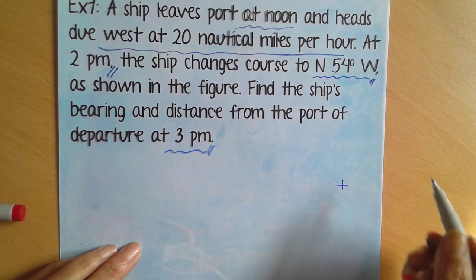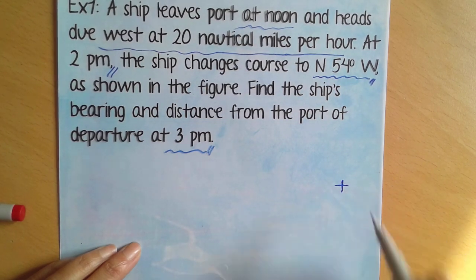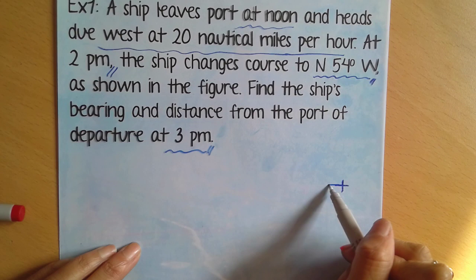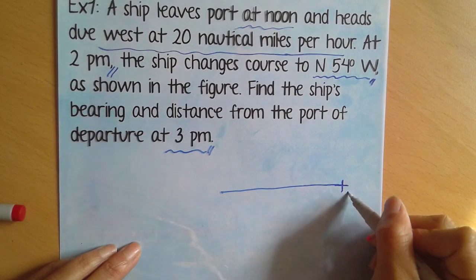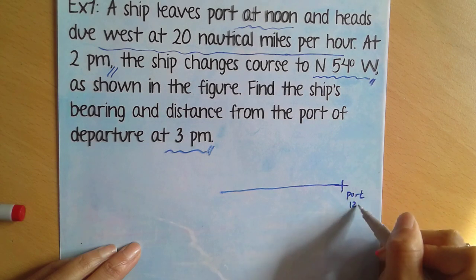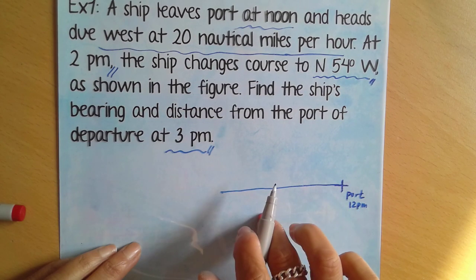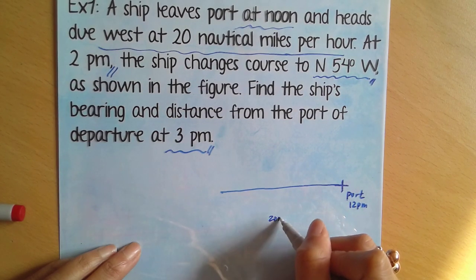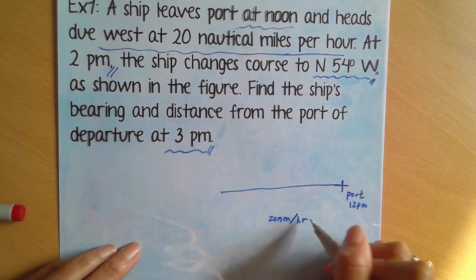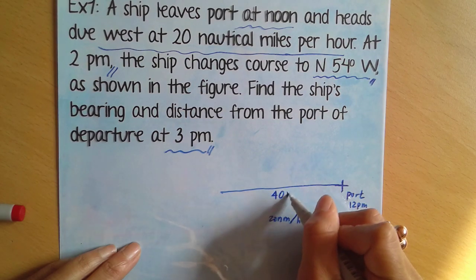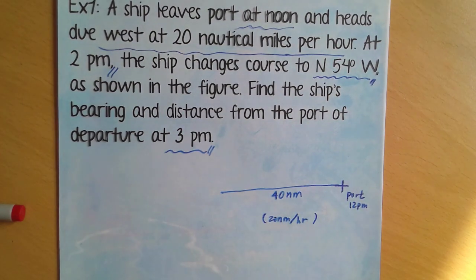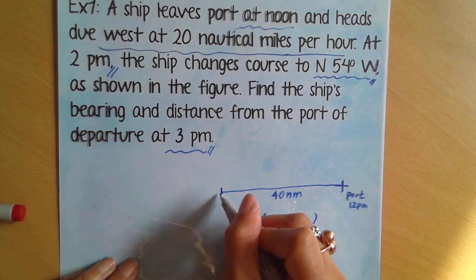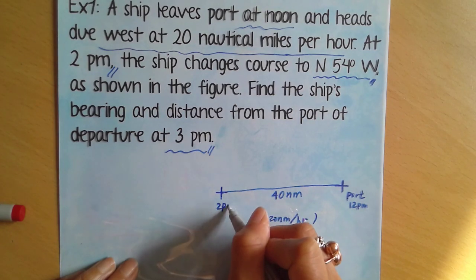I started here. So I'm always going to draw a little micro compass, and I'm going to go west. I'm going to travel west. This is how I start. So this is the port, and this is at 12 p.m. And how much do I travel? Well, it's 20 nautical miles per hour. That means I traveled, you're right, 40 nautical miles. So remember, this is because I traveled 2 hours because I arrived here at my next destination at 2 p.m.